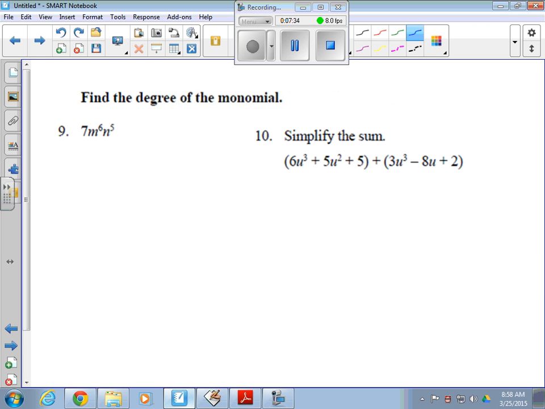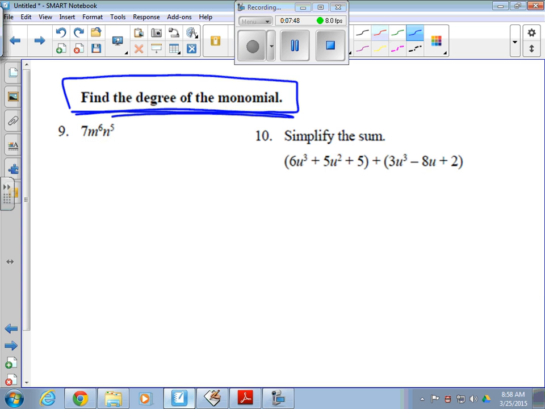Number 9 is find the degree of the monomial. Remember, the degree of the monomial or the degree of the polynomial, if there's more than one term, is the largest one there is. So right here, the largest exponent, the largest degree is 6. So this is a 6th degree polynomial.